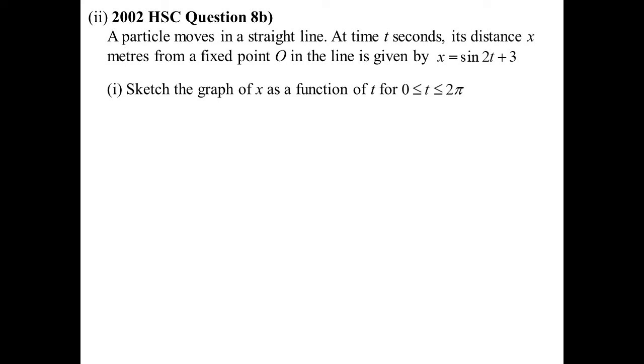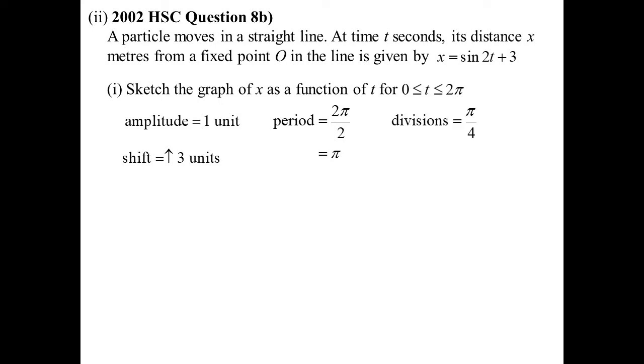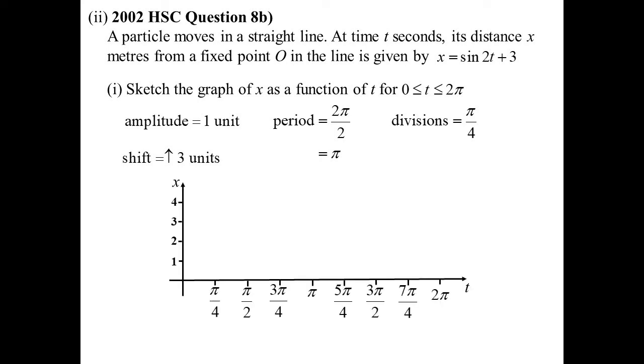Let's get our important information. The amplitude is 1. We've shifted the whole thing up 3. The period is pi. So on my graph, I'm going to mark my divisions off every pi on 4. So let's draw up our axes. There it is, marked off every pi on 4. But I'm shifting it up 3. I'm just going to dot in an axis there because I know my curve's going to wind around the x equals 3 there.